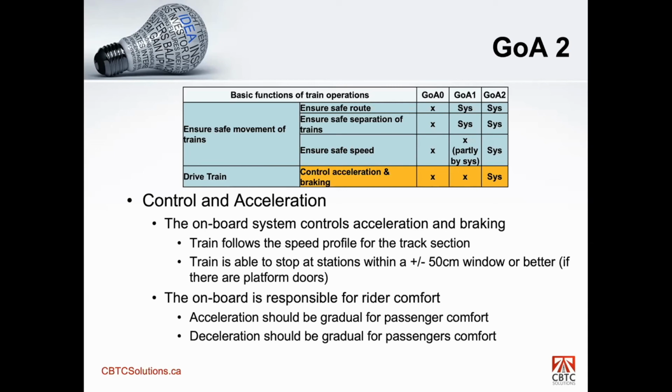The acceleration should be gradual, deceleration should be gradual. There shouldn't be too much jerk in the train where passengers are thrown around because the train is braking too hard. The ASC or the speed controller is designed such that the movements are gradual. So ride comfort and passenger comfort is taken into account. So now we're getting into the automation of the system and taking control of the train. And all this is based on the wayside transmitting the movement authority to the train.